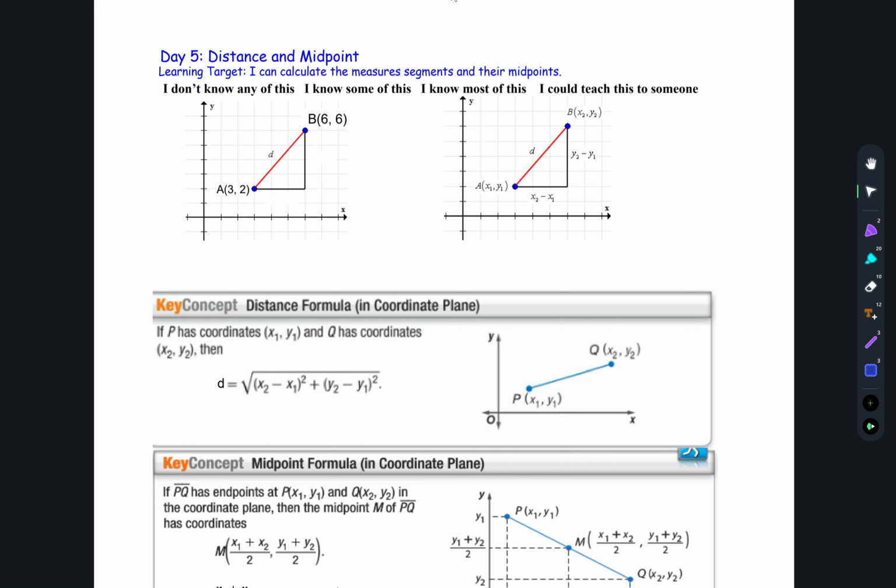So day 5, we have 2 topics for today. Our first topic that we're going to talk about is distance, and then we're going to talk a little bit about midpoint later on.